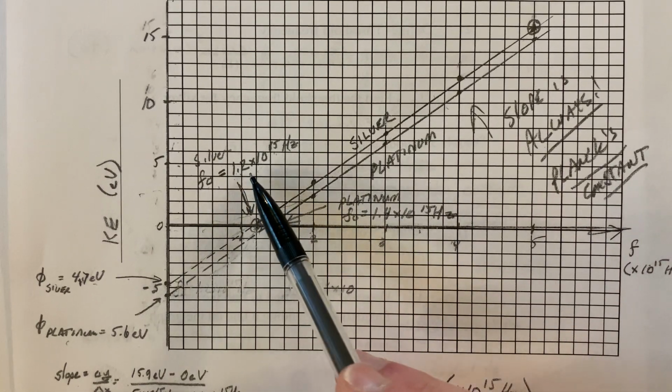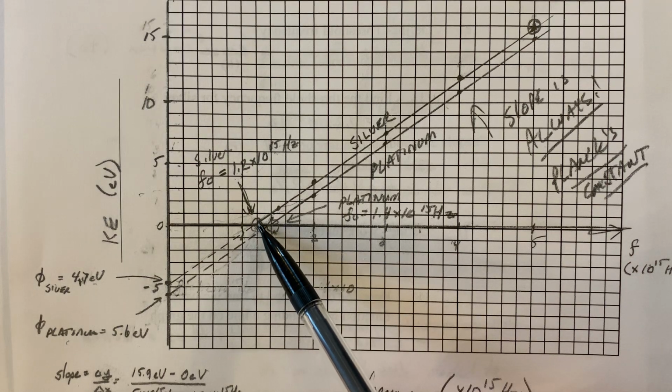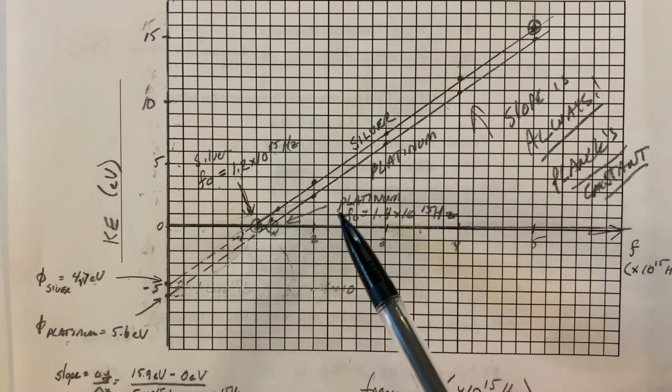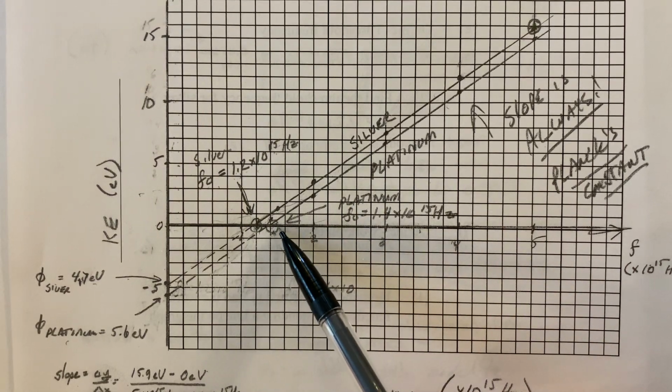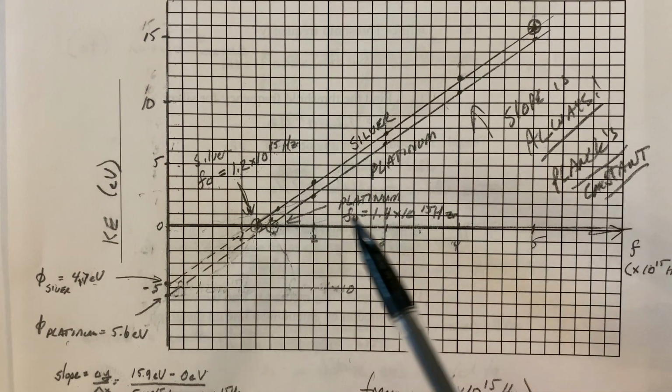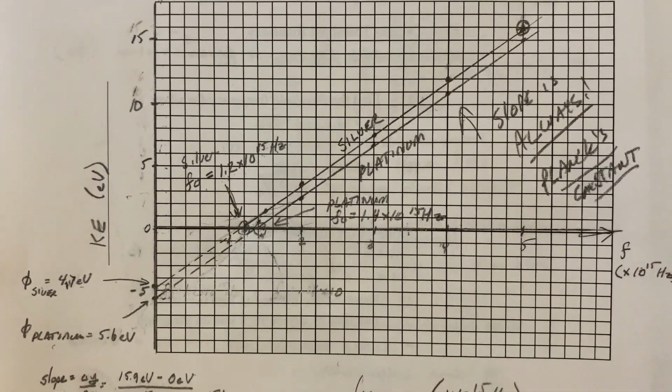So for silver, I got a threshold frequency of 1.2 times 10 to the 15th hertz, where it crosses that axis. And for platinum, it's a little bit harder to get that guy to emit. It's got a slightly higher threshold frequency of 1.4 times 10 to the 15th hertz. Okay.